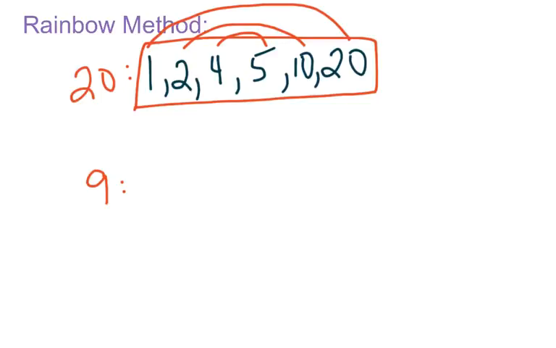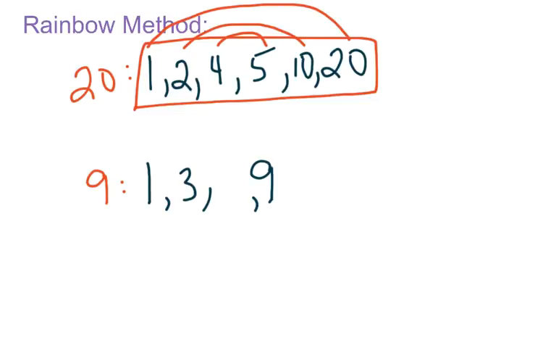If we go ahead and look at the number 9, let's list our factors of 9. So we have 1 times 9, and then we have 3 times 3. Does it make sense to list 3 two times? No, it doesn't. So we're only going to list the number 3 one time because that's going to tell us that this number is multiplied by itself in order to get to the number 9.